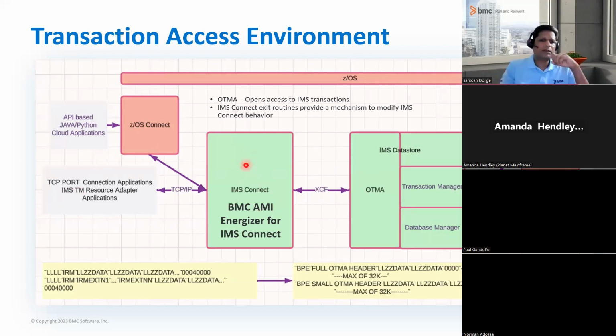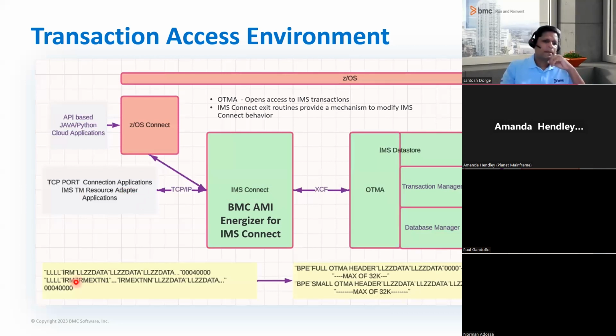So IMS Connect provides exit routines, a mechanism to modify the behavior of IMS Connect. You can evaluate the input message coming from the application to IMS Connect, and you can code how IMS Connect will work on that particular input message and send it to OTMA. At the same time, you can change the output behavior of IMS Connect for the output message to the client.